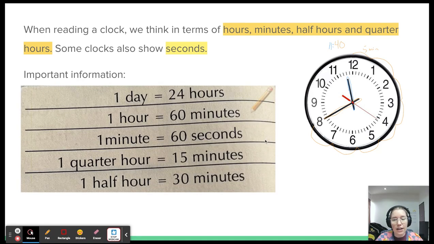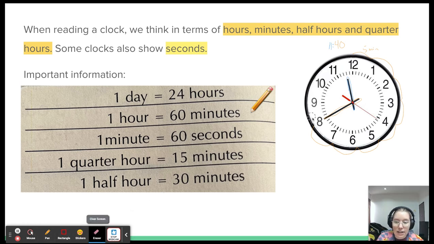Some important facts for you to note. These clocks are used to help us measure days and time. One day is 24 hours. In 1 hour, you have 60 minutes. So all of these tiny little dashes will add up to 60 minutes. Between the 12 and the 1, that's 5. 1, 2, 3, 4, 5 is at the 1. That is why we skip count by 5. Within 1 minute, there are 60 seconds. That's why this goes around. It takes 60 seconds.